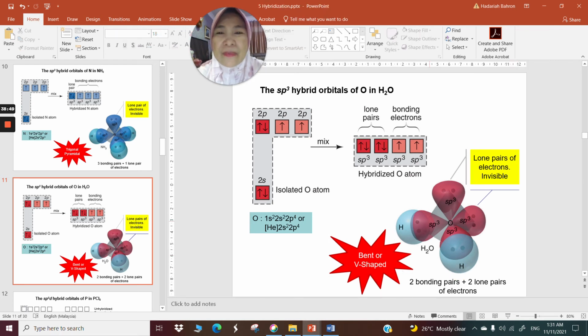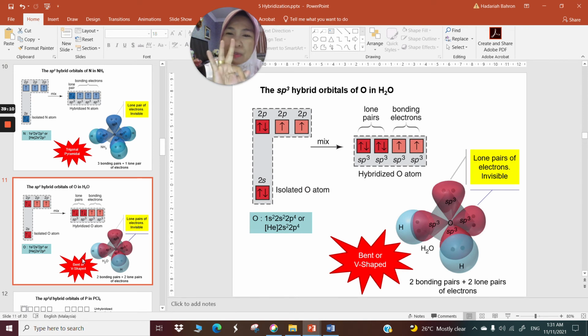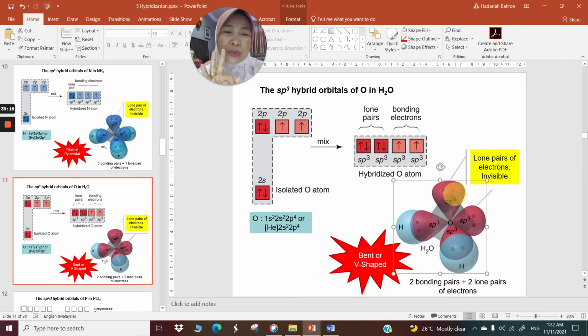So that is 3 cases of sp3 hybrid orbitals. The first one is methane, where you have a tetrahedron, where you have all the 4 bonding pairs. The second one, you have your ammonia, where you have 3 bonding pairs, 1 lone pair, where the shape is trigonal pyramidal. And then the third one is also sp3 hybrid, water. Yep, this is your water, sp3 also, but 2 lone pairs that are invisible, so you only get to see a bent shape. Hope that is clear to you.